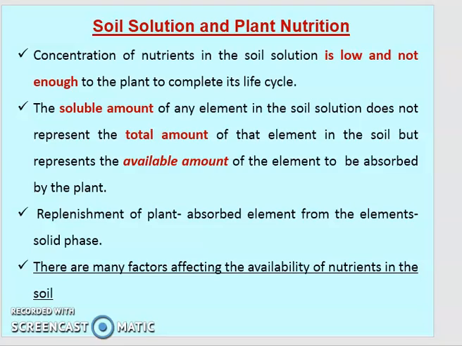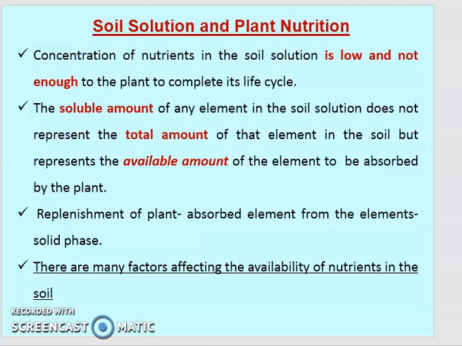Soil solution and plant nutrition. In general, the concentration of nutrient in the soil solution is low and not enough for the plant to complete its life cycle. For this reason, farmers usually add fertilizers, chemical fertilizers or organic fertilizers.